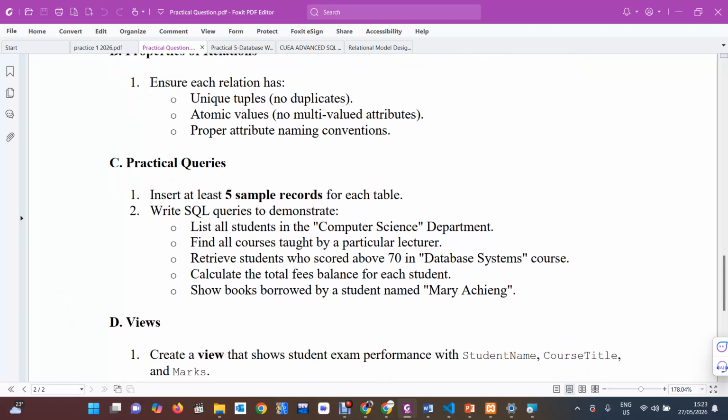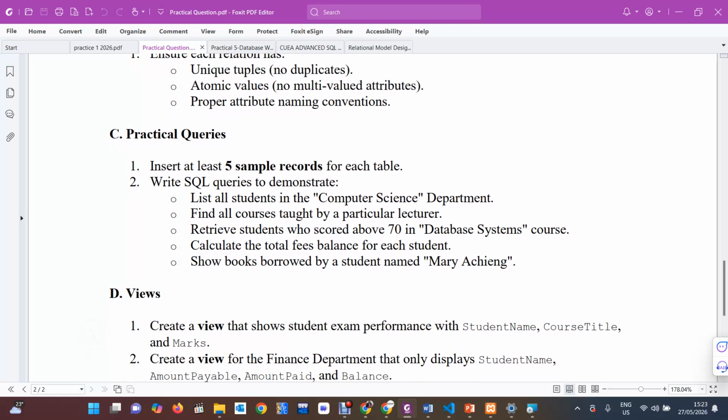So for the practical query here: one, insert at least 5 sample records for each table. Two, write SQL queries to demonstrate: one, list all the students in the computer science department. Two, find all courses taught by a particular lecturer. Three, retrieve students who scored above 70 marks in the database systems course. Four, calculate the total fees balance for each student. Five, show books borrowed by student named Mary Achieng.